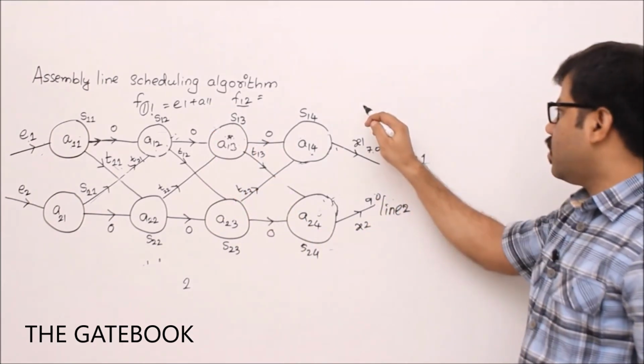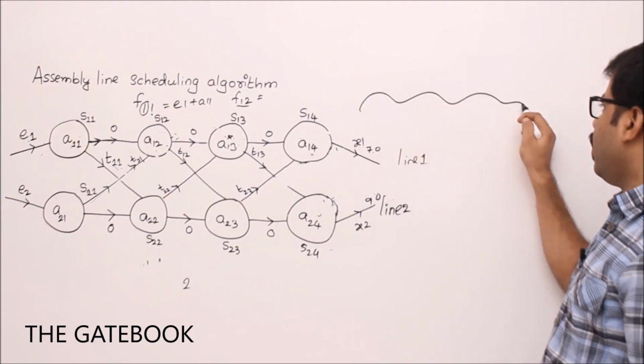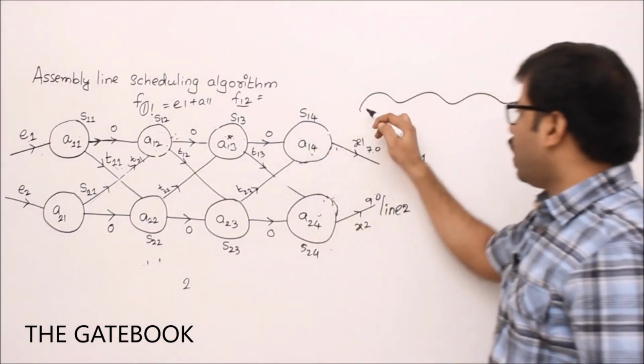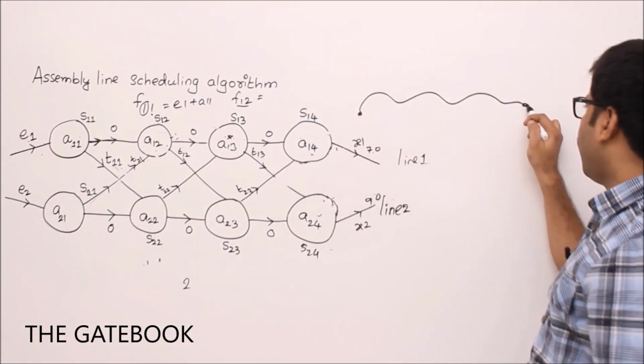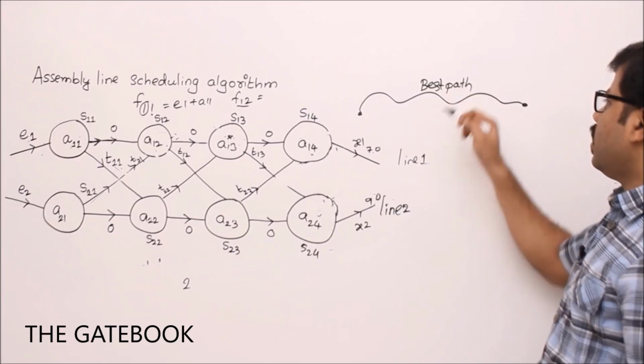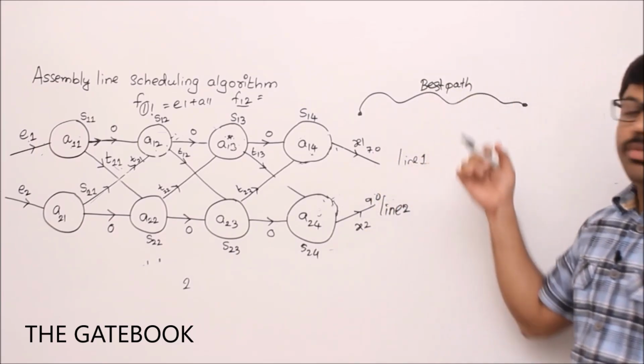For example, your final answer is this best path. Okay, then it is starting from some starting point. This is the starting point, this is the ending point. This is, let's say, your claimed best path. What is the best path here? The one which has minimum cost.